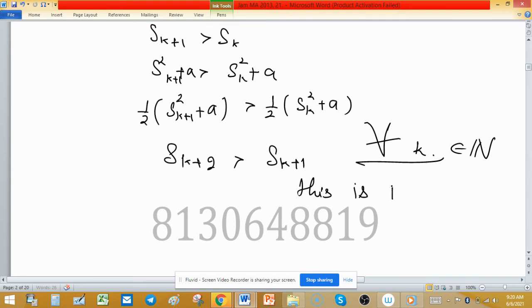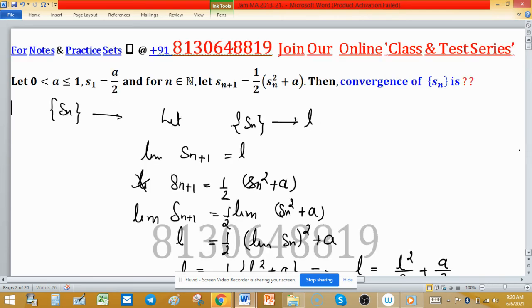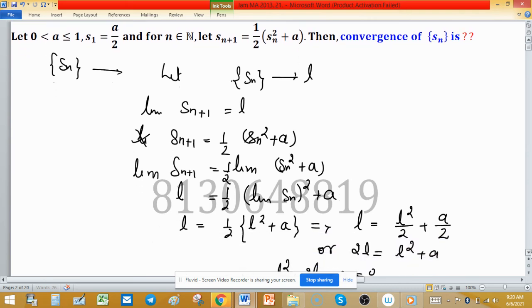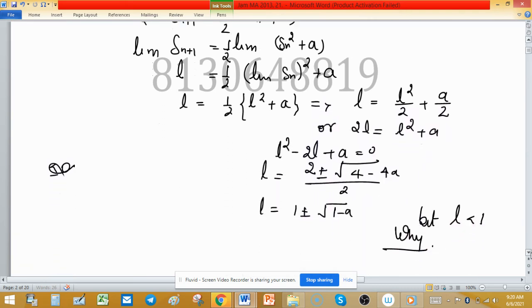So this is an increasing sequence, increasing, and boundedness we proved earlier. So increasing and bounded, so it must be a convergent sequence. So this is another way to prove that the sequence is convergent. Now, as the sequence is increasing, we can say that the limit is positive because all terms are positive.